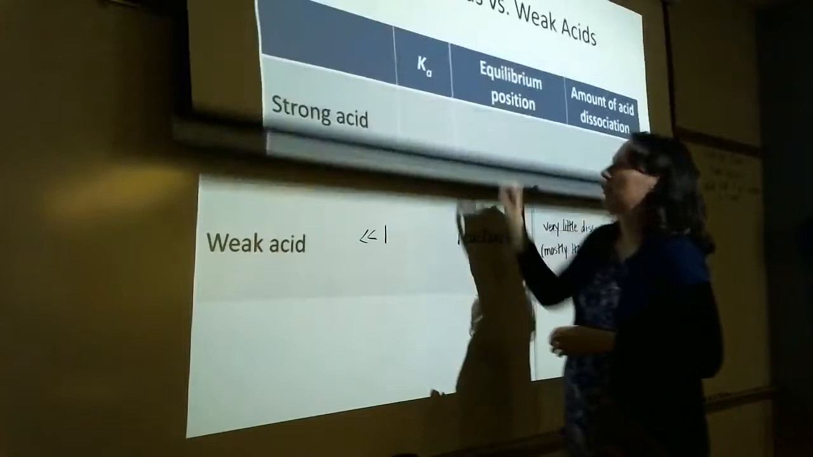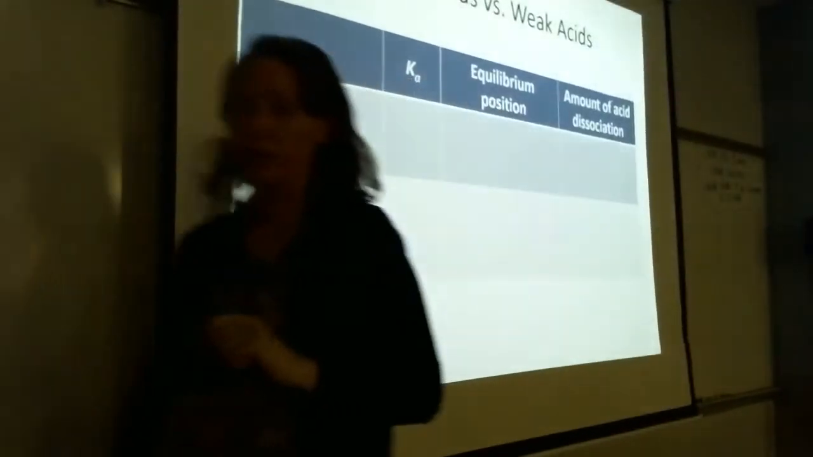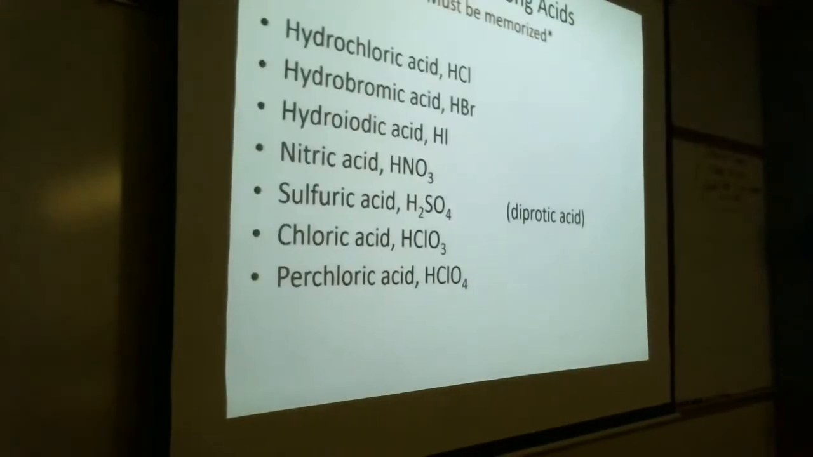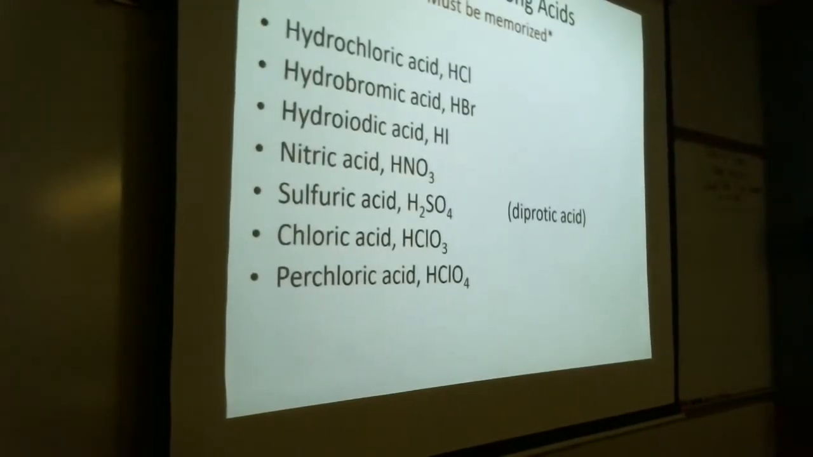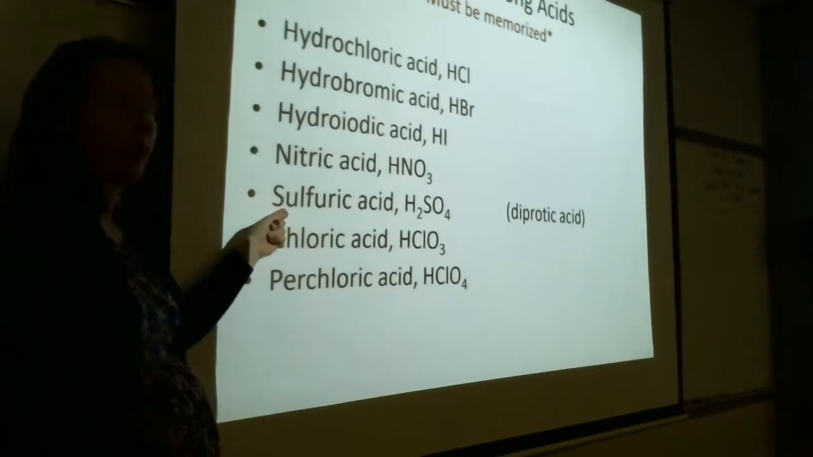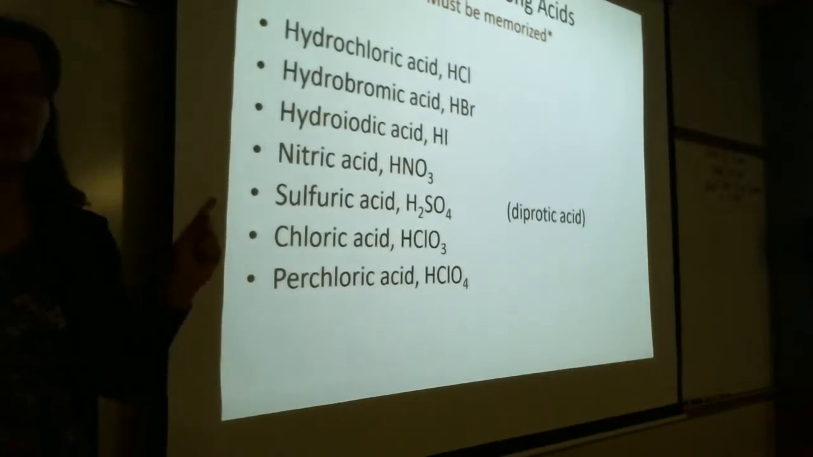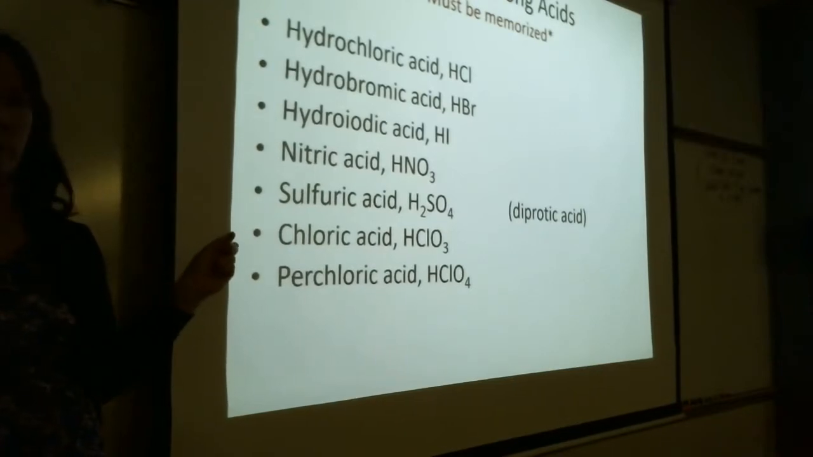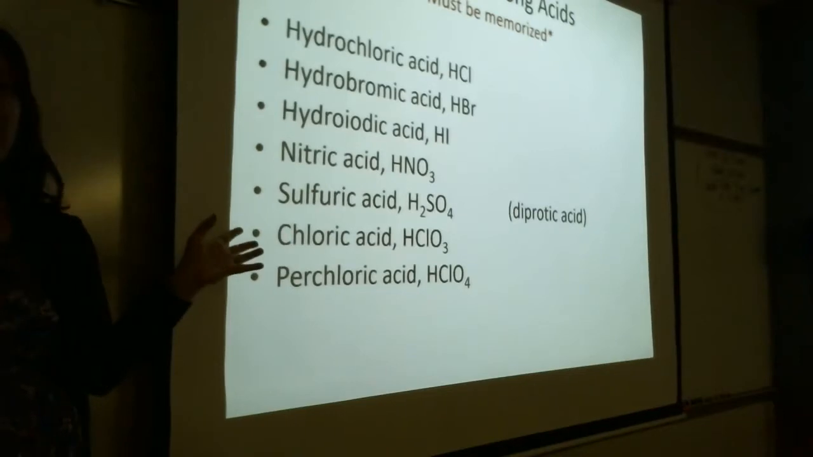So this information, just summarize it somewhere in your notes. It's going to be really, really useful for you to have. Here's your list of common strong acids you need to memorize. Hydrochloric, hydrobromic, hydroiodic, nitric, sulfuric. And just note that sulfuric is diprotic. Chloric and perchloric. Okay? I think this list is posted on the course website as well. I'm pretty sure it is. But just so you know, you've got to memorize this list.